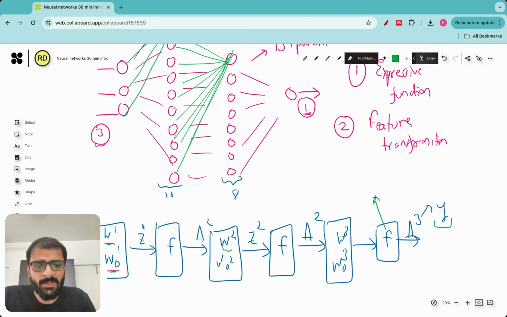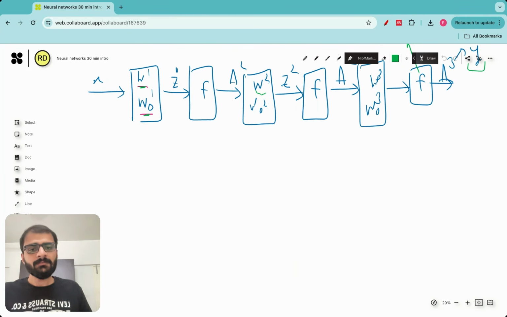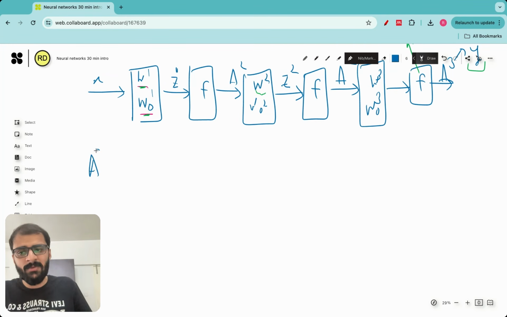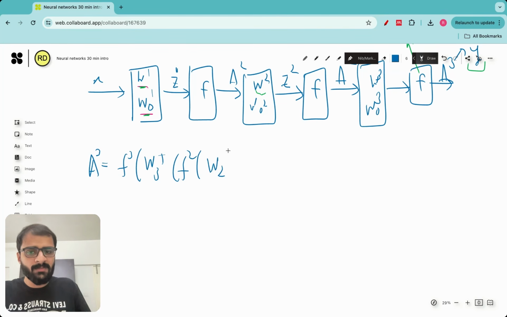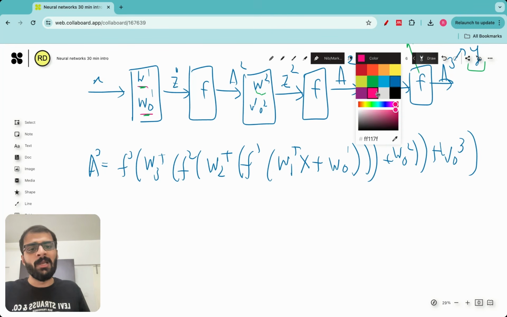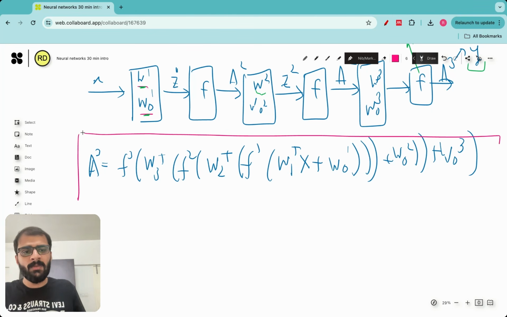So remember, F is the activation function here, and it can be the same or different for the different layers. So the way this function is represented mathematically is that A3, which is the output, just looks like this: F3 of W3 transpose, F2 of W2 transpose, F1 of W1 transpose X plus W01 plus W02 plus W03. That's it. This is the output of this neural network, which is represented in matrix formula.